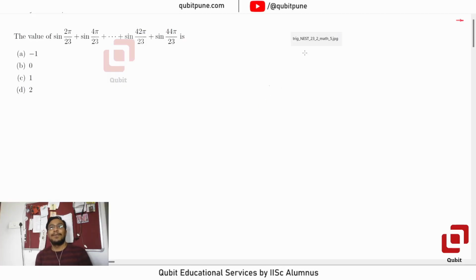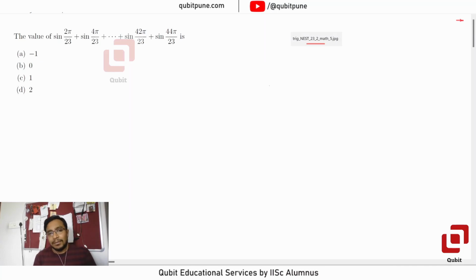Trigonometry question from NEST 2023 shift 2. The value of sin(2π/23) + sin(4π/23) + ... + sin(42π/23) + sin(44π/23) is: -1, 0, 1, 2.